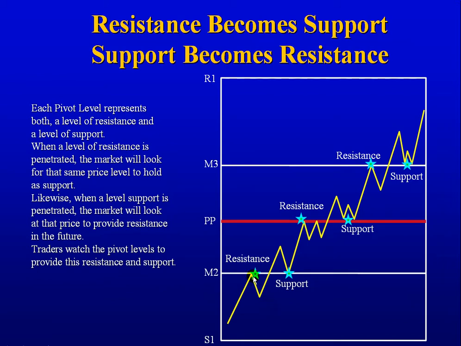Again, each pivot level represents a level of resistance, and as price moves through the level of resistance, we will often see it act as support as well. Central pivot, resistance. If price moves through, it can offer support. M3, resistance. As price moves through, it can offer support.